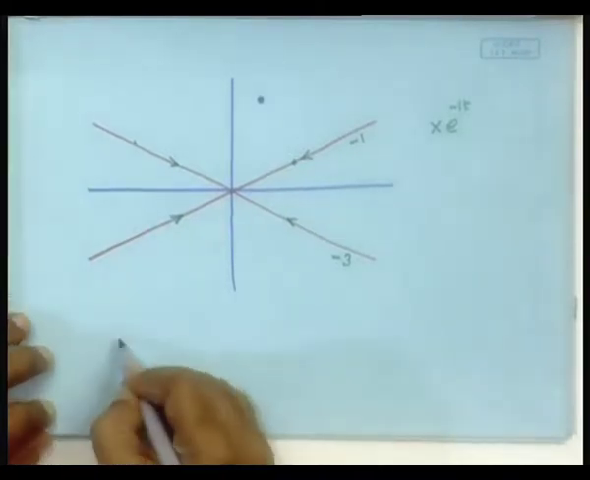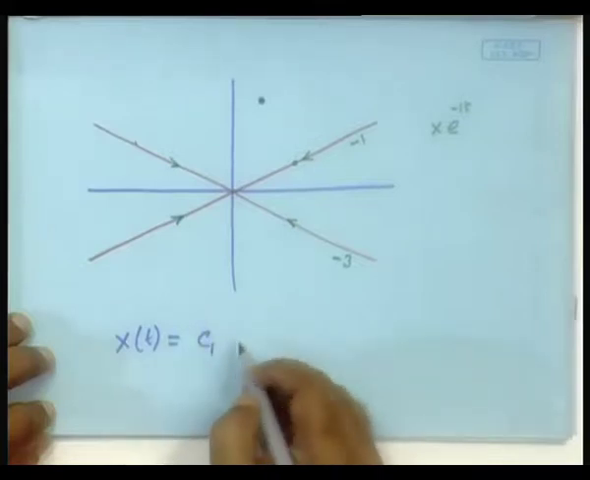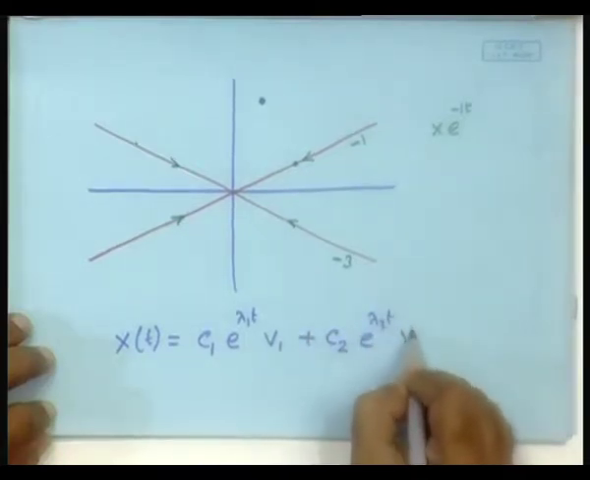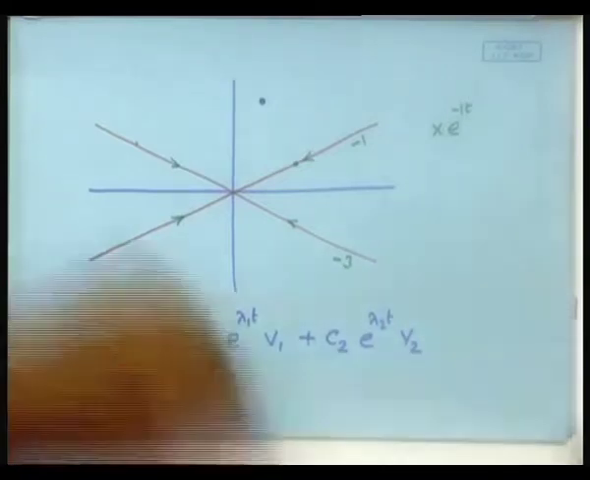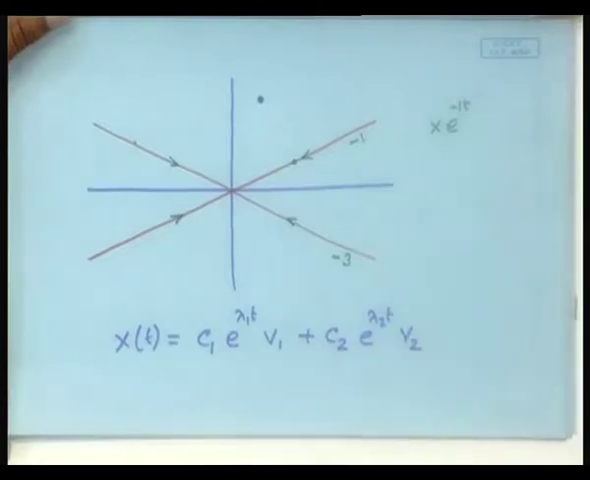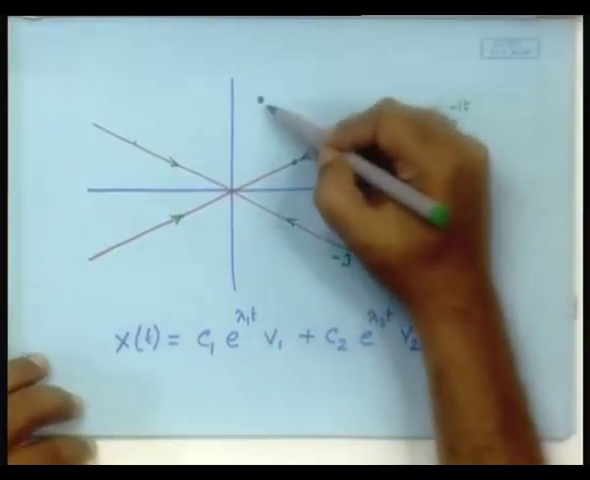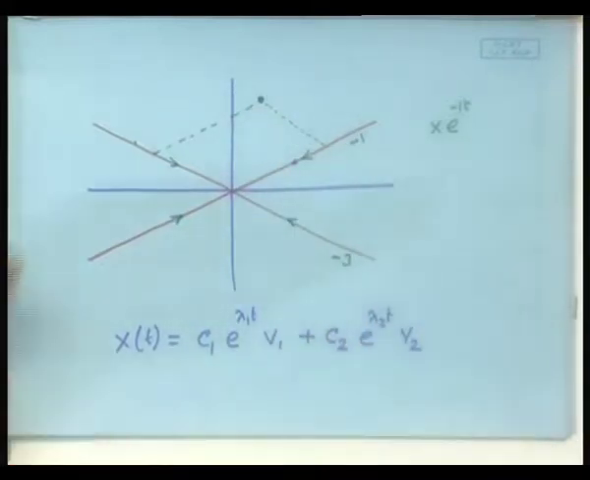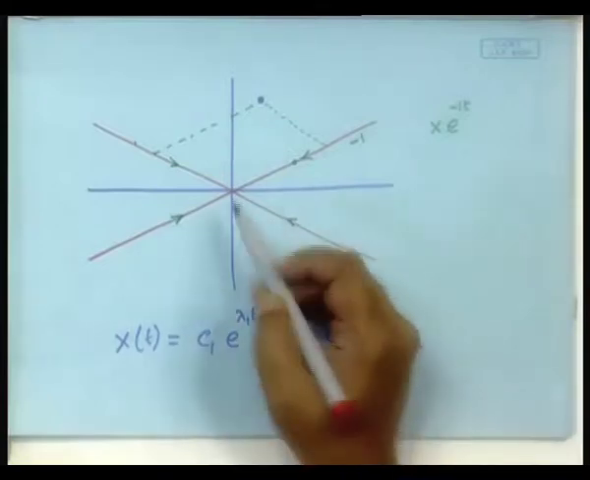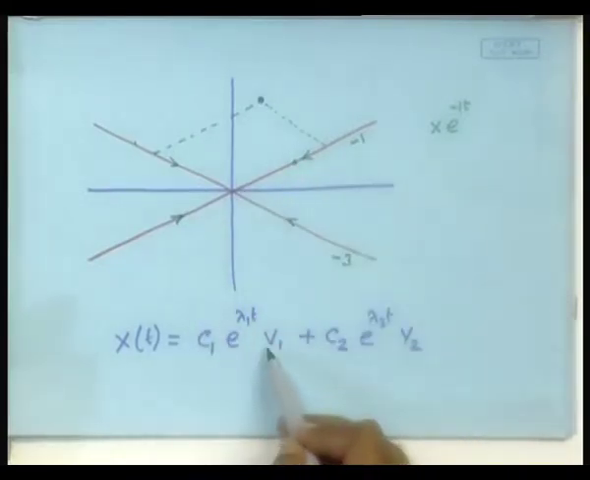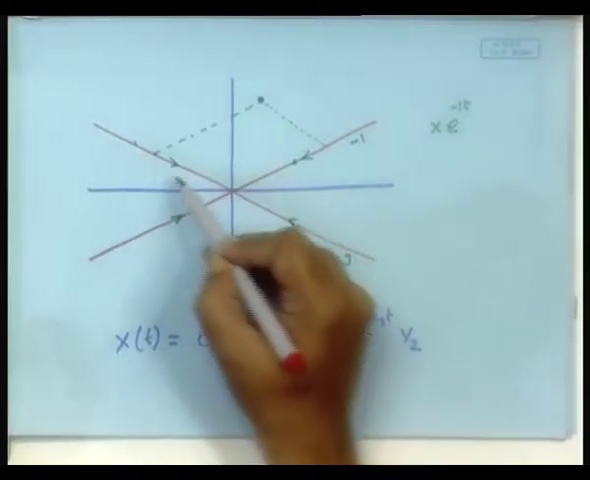So, the equation would be of this form: x of t is C1 e to the power lambda 1 t V1 plus C2 e to the power lambda 2 t V2. These two are the eigenvectors. Notice that the ultimate solution is a linear combination of these two solutions, which means that effectively these two solutions evolve independently and the ultimate solution is just the addition of them. If you drop such parallels, then you will find that the initial deviation from the origin along this eigen direction is this much, and that will evolve as this. Initial deviation along the other eigen direction is this much, it will evolve as that.